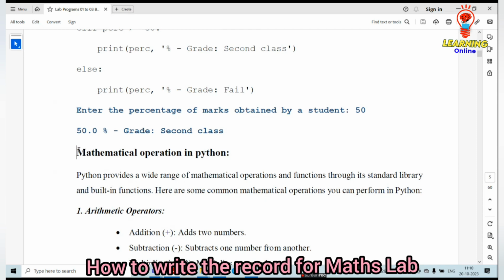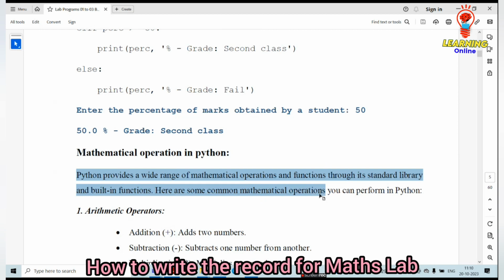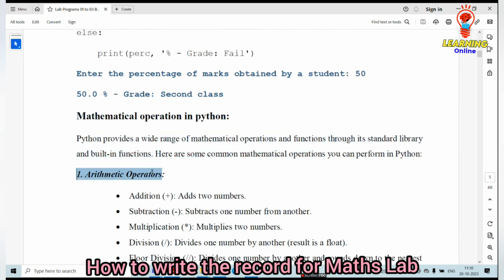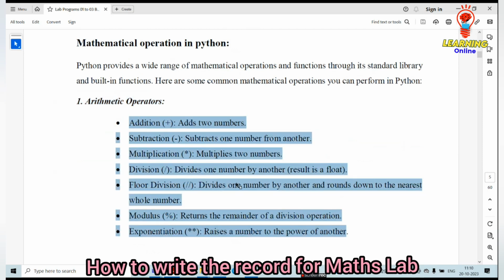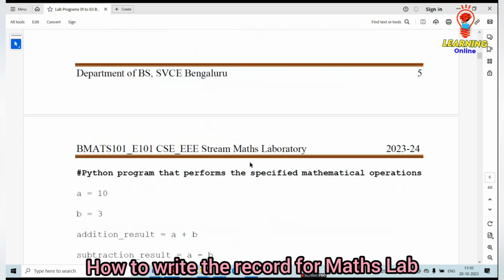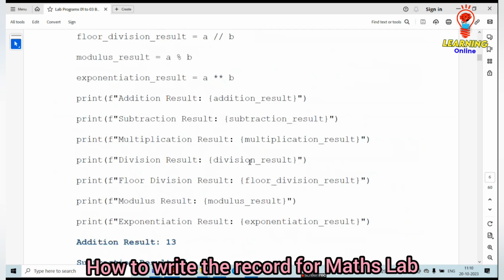Write the heading using blue ink. Then these explanations, you can write in black ink. Then again a heading in blue ink. Then whatever explanation you write should be in black ink. For example, if you consider a code.